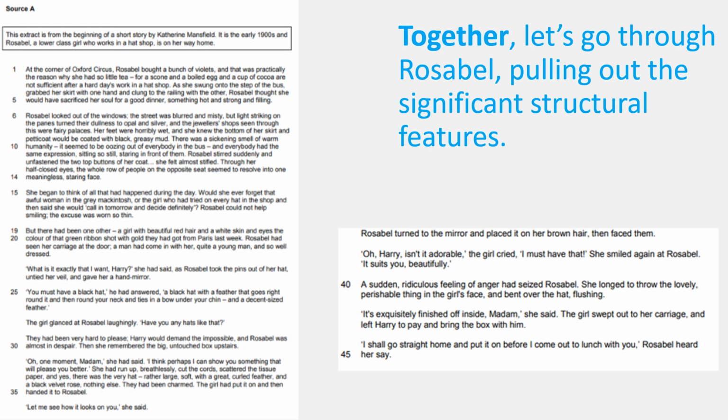We have this analeptic shift. On line 15, she began to think of all that had happened during the day, and that kind of takes us into understanding why Rosabelle is feeling the way she's feeling, and probably why she's made this decision to buy herself this rather pathetic bunch of violets.